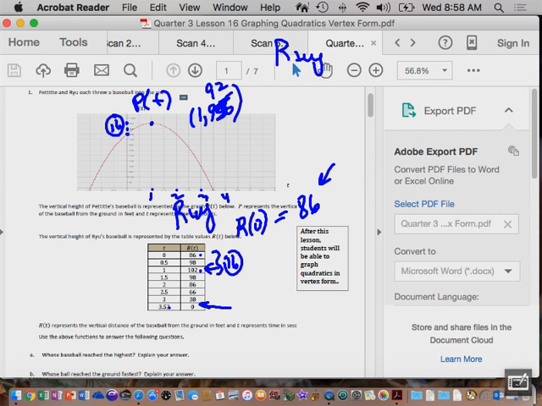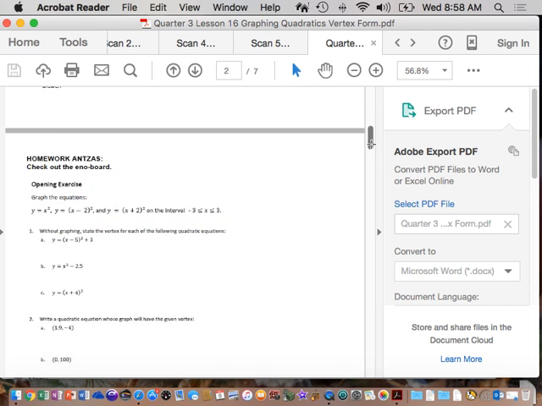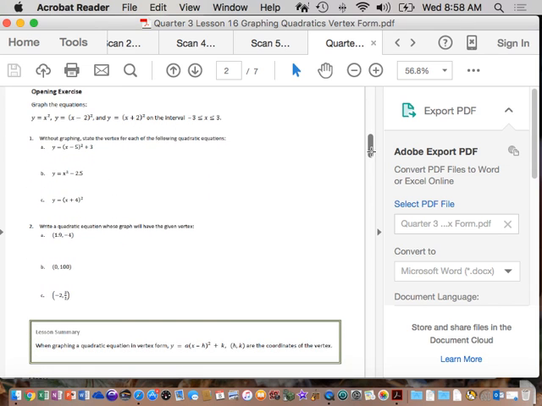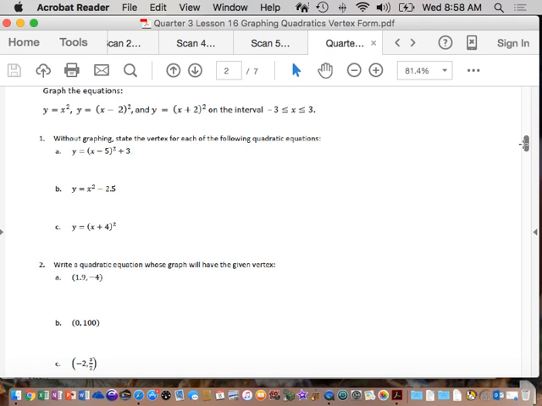Now we get to the vertex form of what we have going on. Okay, so what I would like you guys to do on your calculator very quickly, and we do need to do this very quickly, is graph these three things. For y1, do y equals x squared. For y2, do y equals (x minus 2) squared in parentheses.